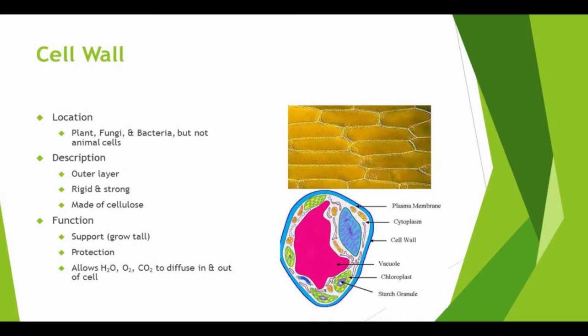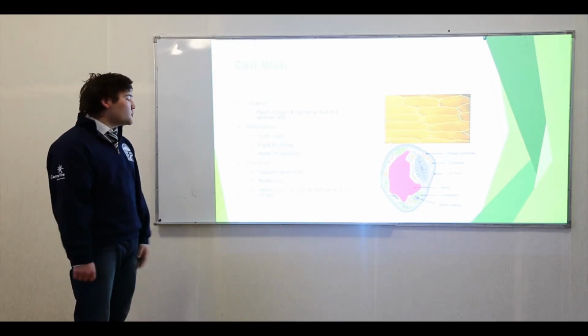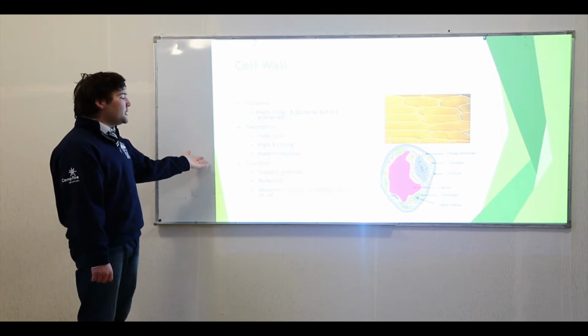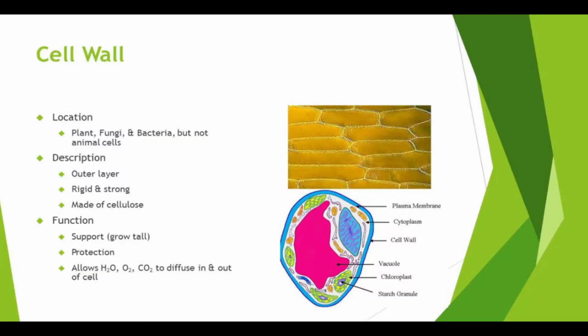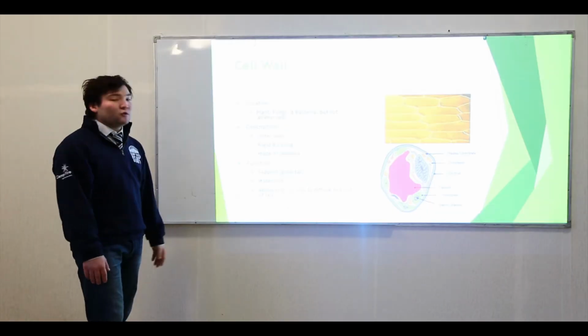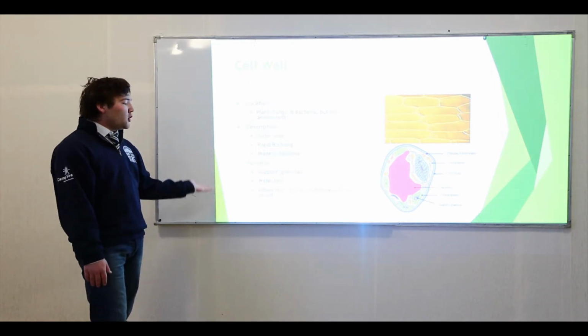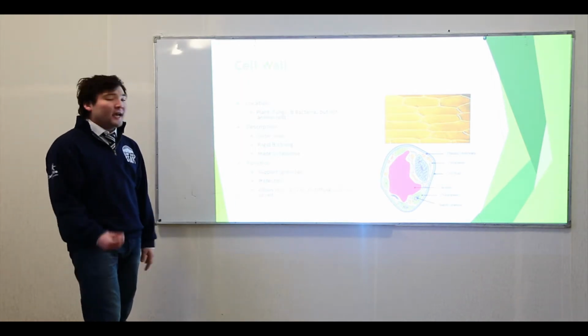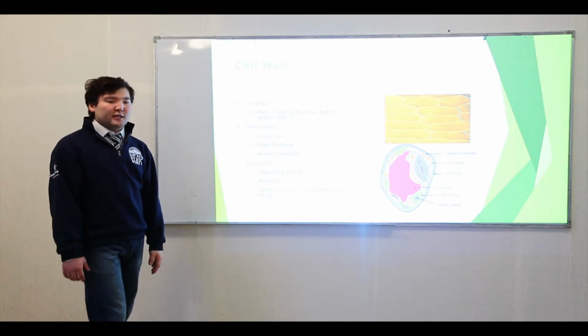So, the shortest description of the cell wall is that it is the outermost layer of the plant cell. It is rigid and strong and made of cellulose. The function of the cell wall is support. Because of the cell wall, actually, trees can grow very tall. The cell wall also serves as protection from the external environment and allows water, oxygen, and carbon dioxide to diffuse in and out of the cell. As you can see, it is very similar to the cell membrane.